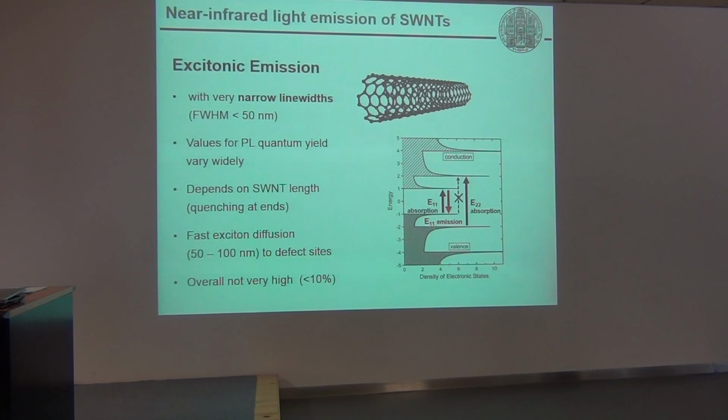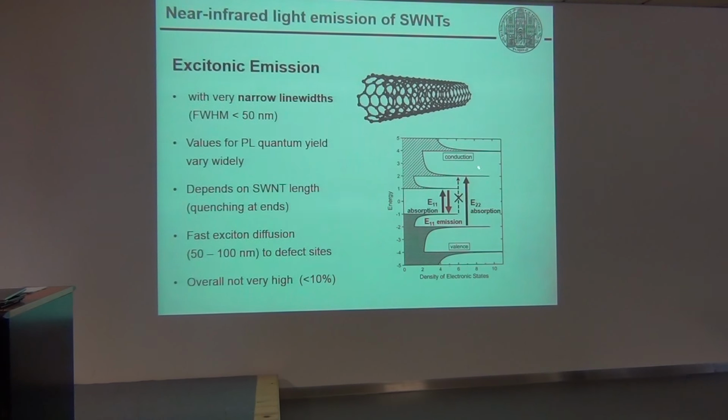One of them is, of course, charge transport. They're very good for charge transport, but they're also near-infrared light emitters. Not very good ones, unfortunately. They emit light in the near-infrared with very narrow line width. It's an excitonic emission, which is oversimplified here because it looks like a band-to-band transition. It's not, it's an excitonic transition.